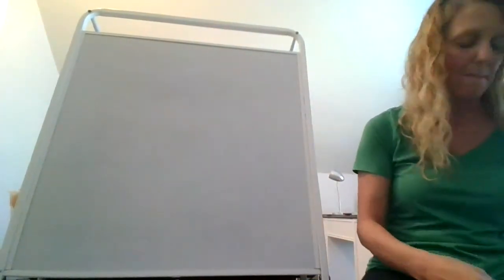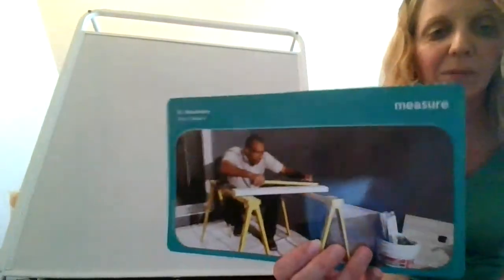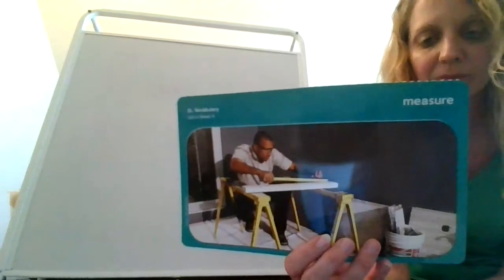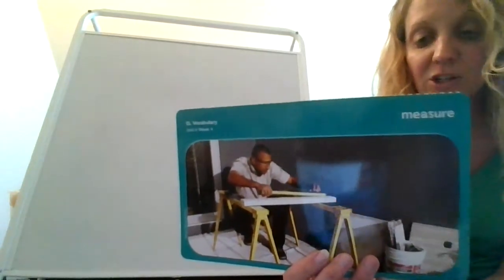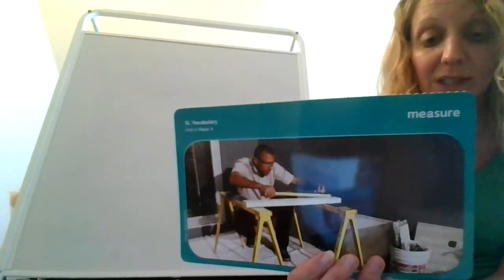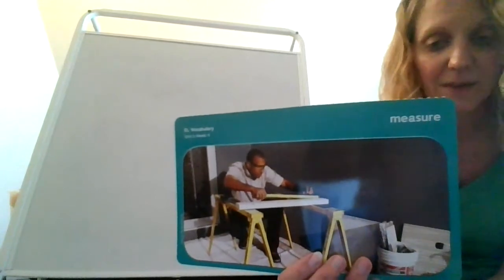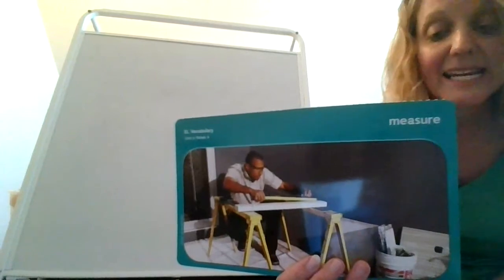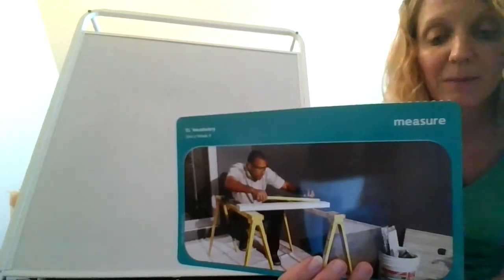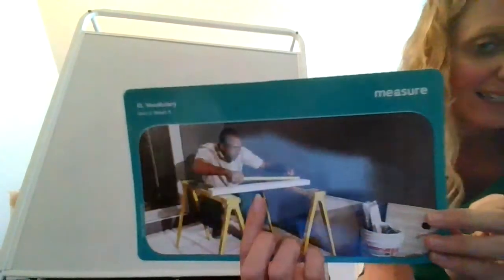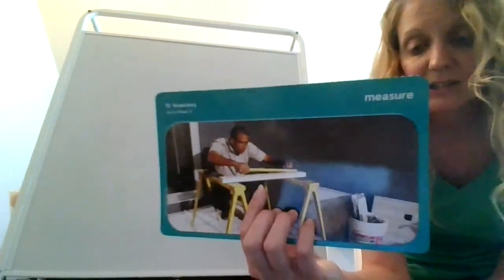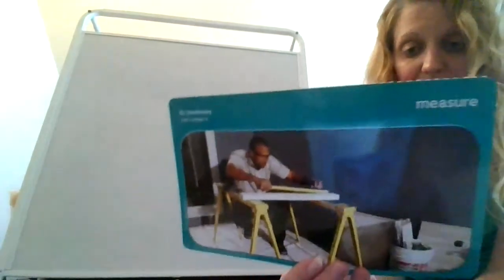This word is measure. And you've probably heard this word in math before. Say measure. Measure means to use a tool to find out the size of something. So in this example, it says he can measure the wood to make sure it is the right size. So maybe he's building a bookshelf. He needs to know how long the wood should be so he knows where to cut it.